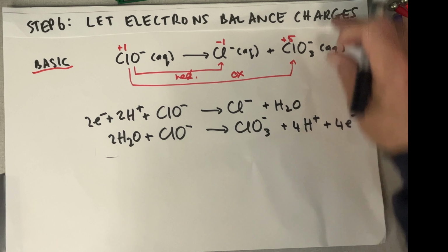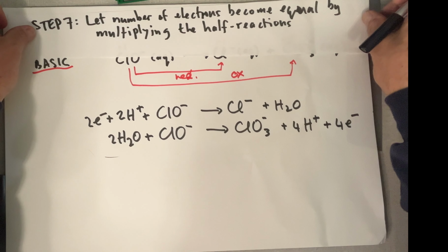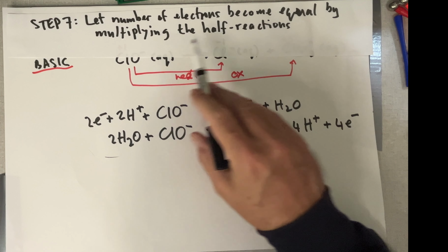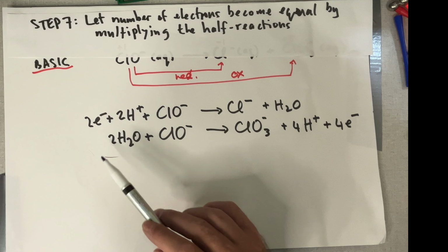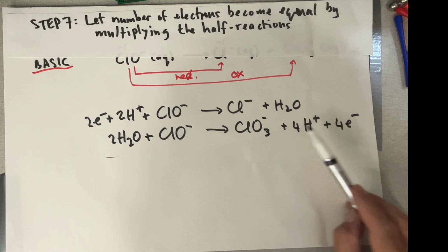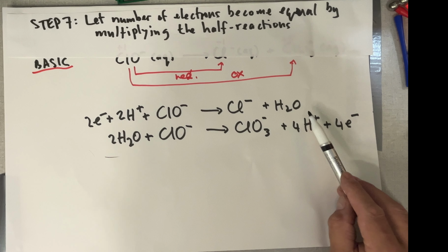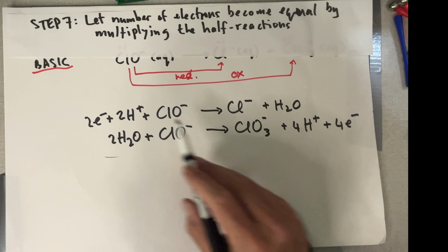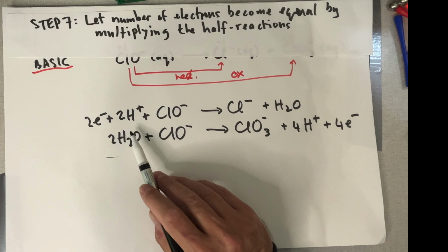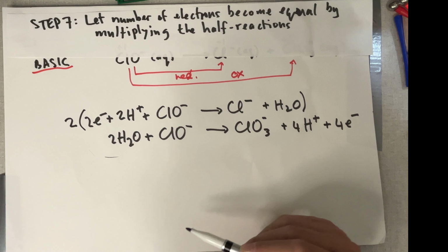In the next step, let the number of electrons become equal by multiplying the half reactions. So here you have 4 electrons, here you have 2 electrons. So for this reaction to equal these electrons, you need to multiply all these species by 2. Right? So I will write the new reaction on top here, but basically what you need to do, all of this must be multiplied by 2.